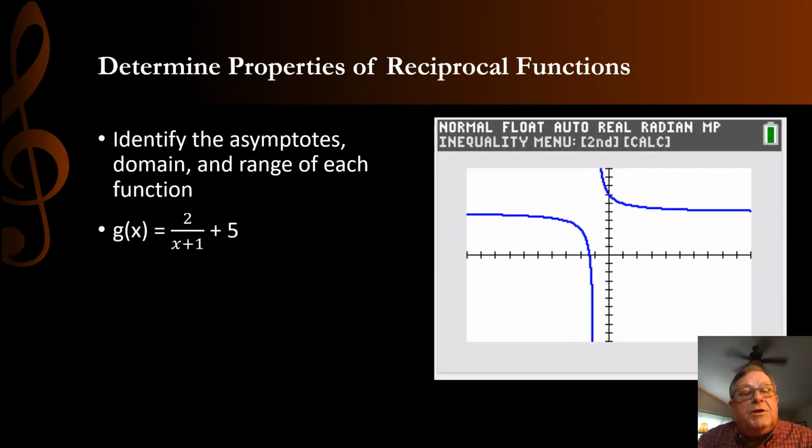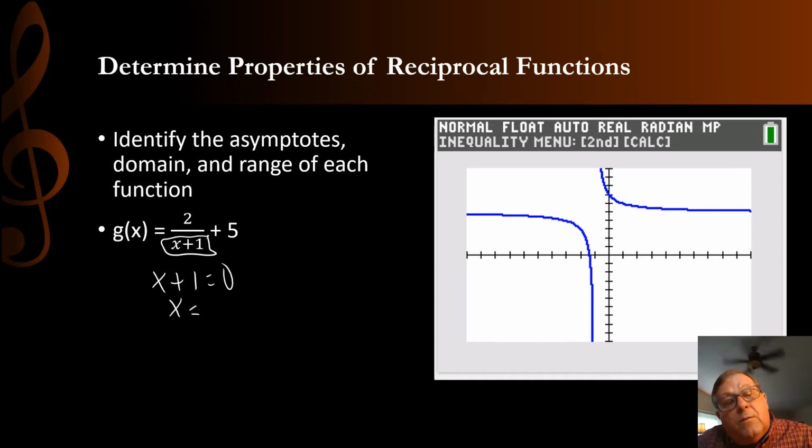We've got another function. g of x is equal to 2 divided by x plus 1, plus 5. And again, as far as my vertical asymptote, I'm just going to look at this denominator here and set that denominator equal to 0. So x plus 1 equals 0. Solve for x. And so we've got a vertical asymptote where x equals negative 1.